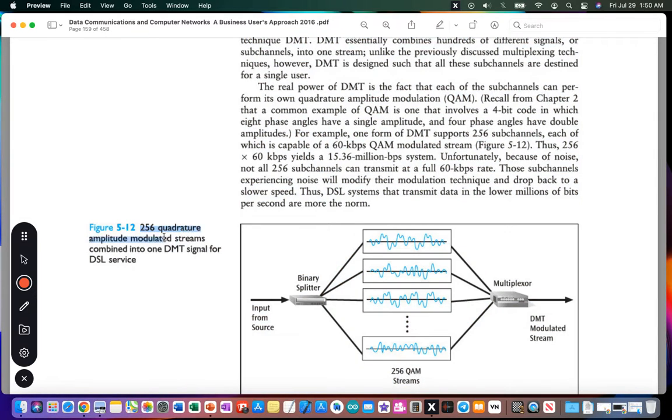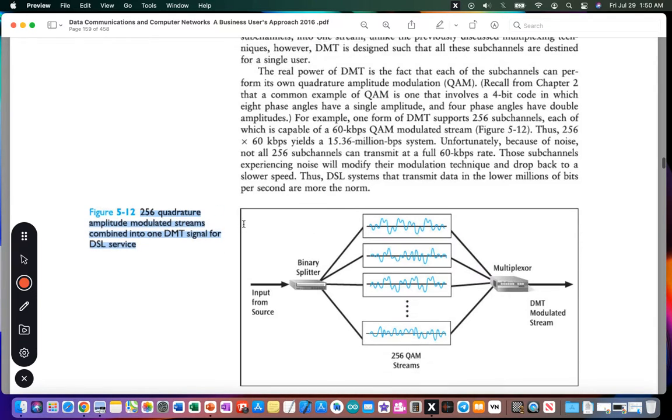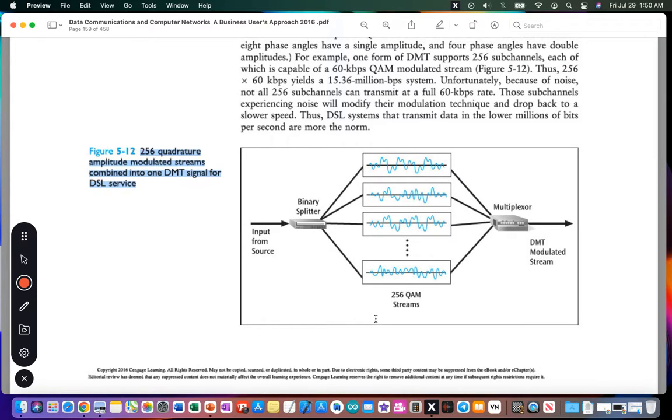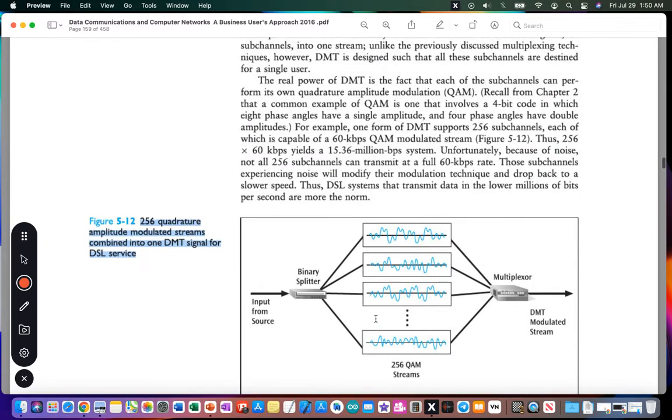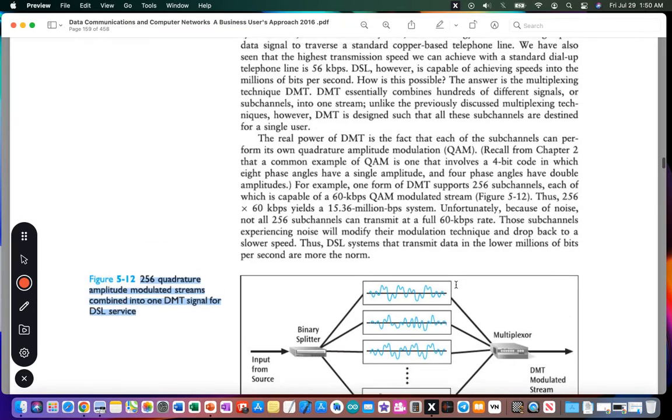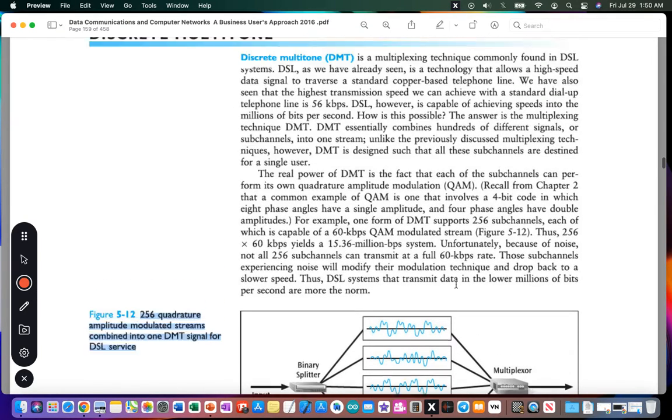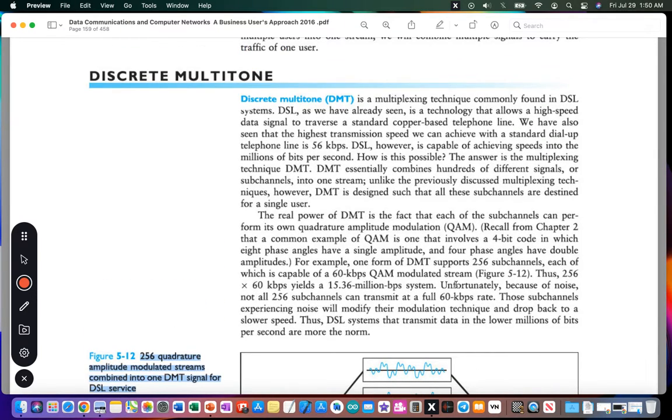256 quadrature amplitude modulation (QAM) streams are combined into a DMT signal for DSL service. So it's QAM. But how many streams? 256, combined into one DMT signal. That's discrete multitone.